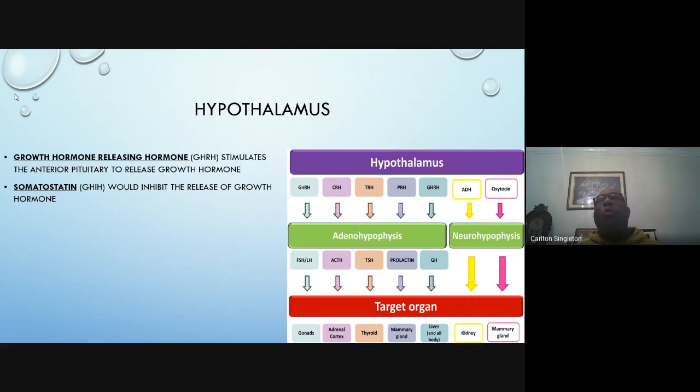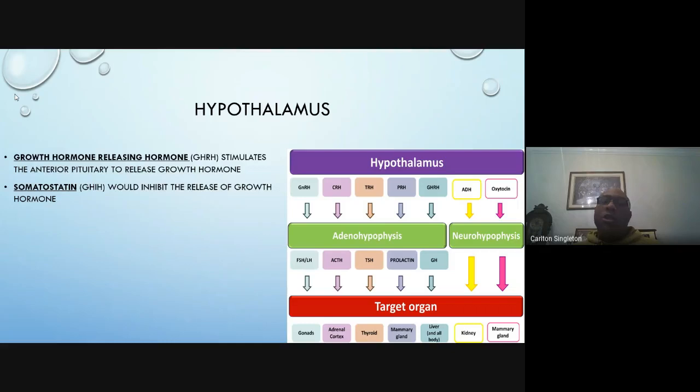But also, growth hormone is unique because it has two hormones that regulate it. It has growth hormone releasing hormone, GHRH, and lastly, we have somatostatin, which is growth hormone inhibiting hormone. Growth hormone inhibiting hormone will prevent the release of growth hormone. So they work together, kind of in tandem. The only anterior pituitary hormone that has two hormones that regulate it is growth hormone.